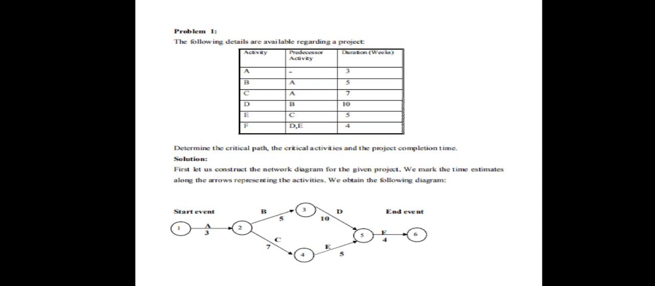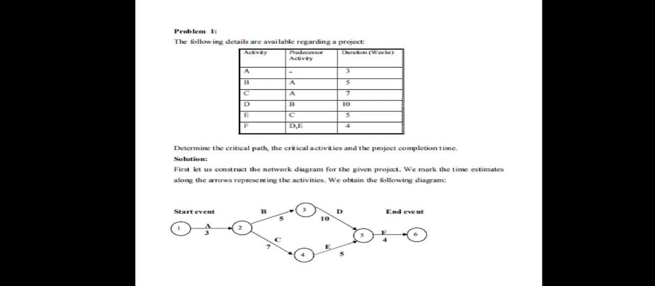First, let us construct the network diagram for the given project. We mark the time estimates along the arrows representing the activities. Now let us look into the diagram. Moving on to the table, the first activity is A and its predecessor activity is nil. For activity B, the predecessor is A. The duration for A is 3 weeks and for B is 5 weeks. These numbers are not given in the question, but for our convenience we have taken them.